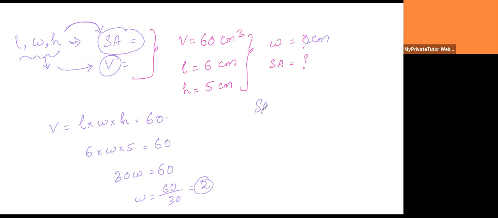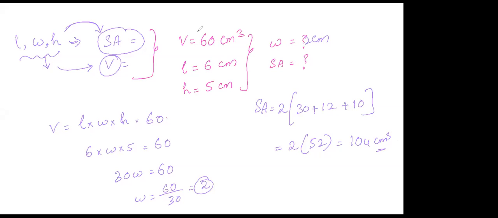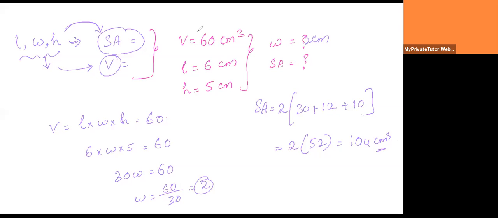And what might be the surface area? Anyone would like to try? Use the formula directly. 6 5s are 30, 6 2s are 12, 5 2s are 10. 30, 40, 52, which is 104 centimeter square. What do you think, guys? You understand? So these are the different types of questions we can expect. I couldn't have explained all this since the webinar is about the basics, but I just went with the flow.